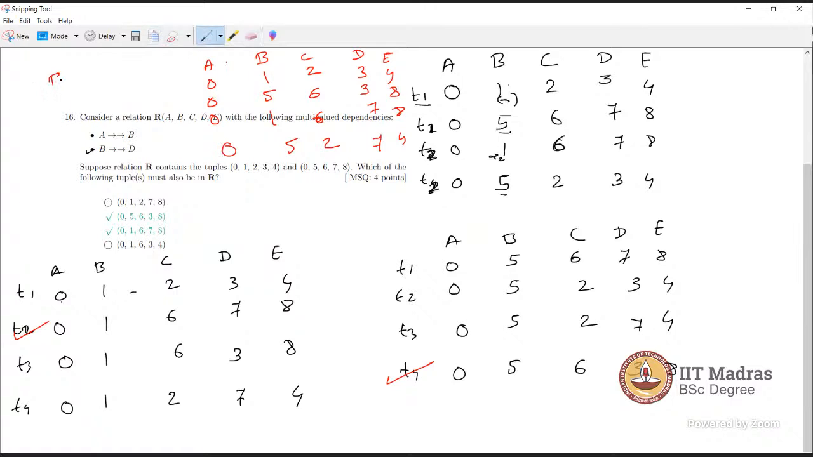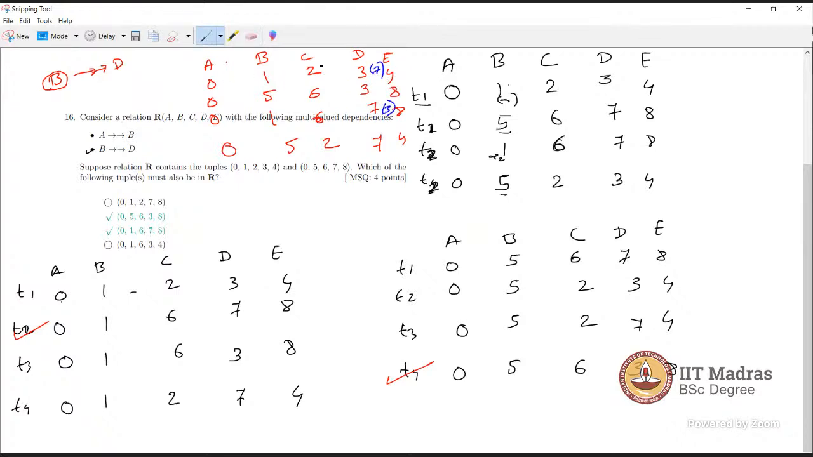So if we check for B multi-determine D, if we interchange the D value, keeping the B value the same, are we getting the same table? So let's check the interchange here. It is 7, suppose, and it is 3, right? And B should be the same. So 1, 1, 3, 7. Instead of 3, it is 7, 3.